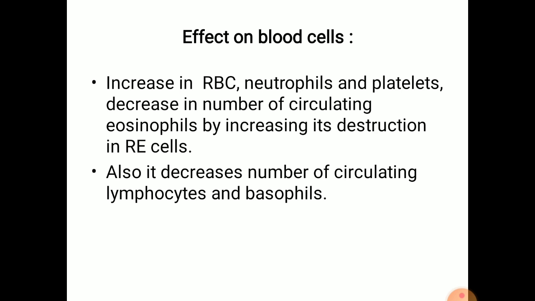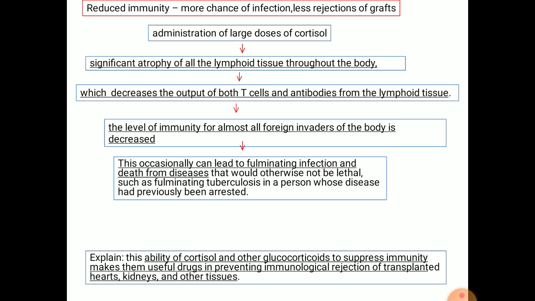If we see the effect on the blood cells, mainly all the blood cells, there is an increase in the RBC count, neutrophil and platelet count, while there is a decrease in the number of circulating eosinophils by increasing their destruction in the RE cells, that is the reticuloendothelial cells. Also, it decreases the number of circulating lymphocytes and basophils.